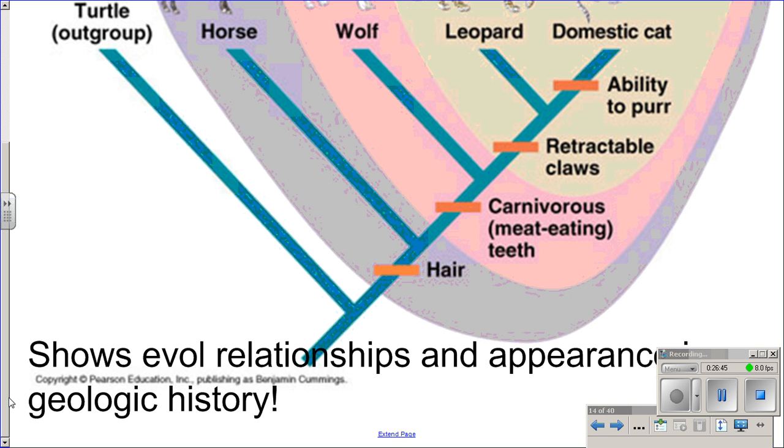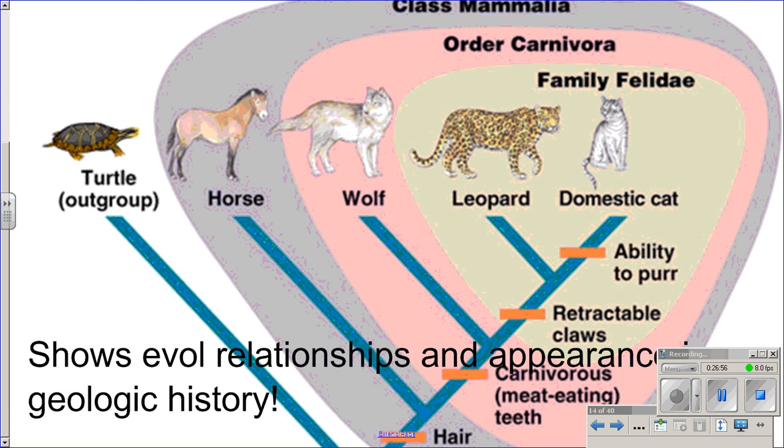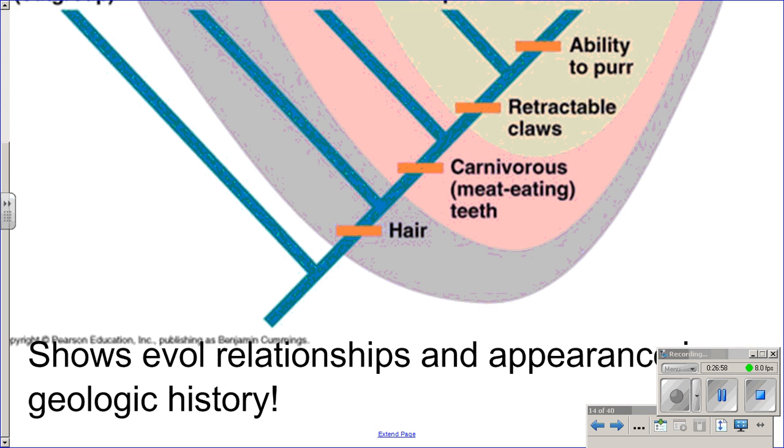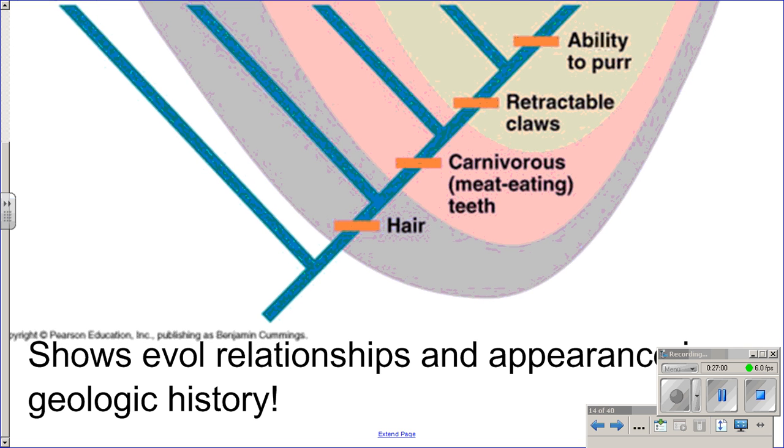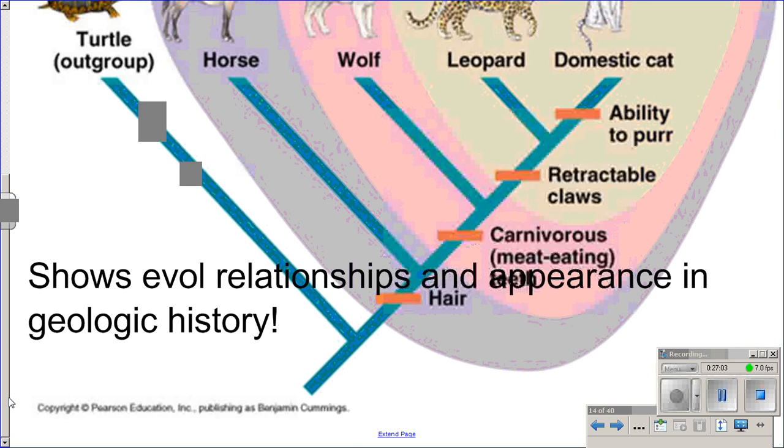So is that saying cats at the top are the most evolved? Not the most evolved. It's very, very specific to these characteristics. The one at the very top has all of these characteristics, whereas the turtle doesn't have any of those characteristics. And so it's a characteristic-based tree, not necessarily most evolved.